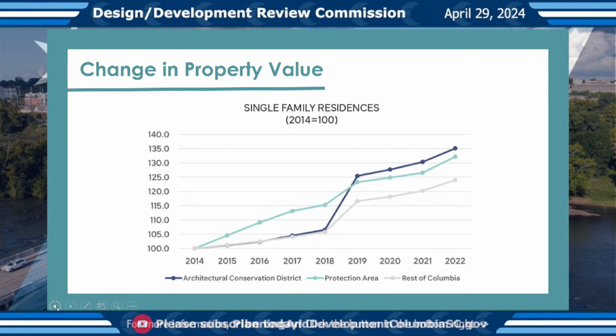Changes in property value shown in a different way here. So you can see that both architectural conservation districts and protection areas outstrip the rest of Columbia property values in terms of their increase in value.